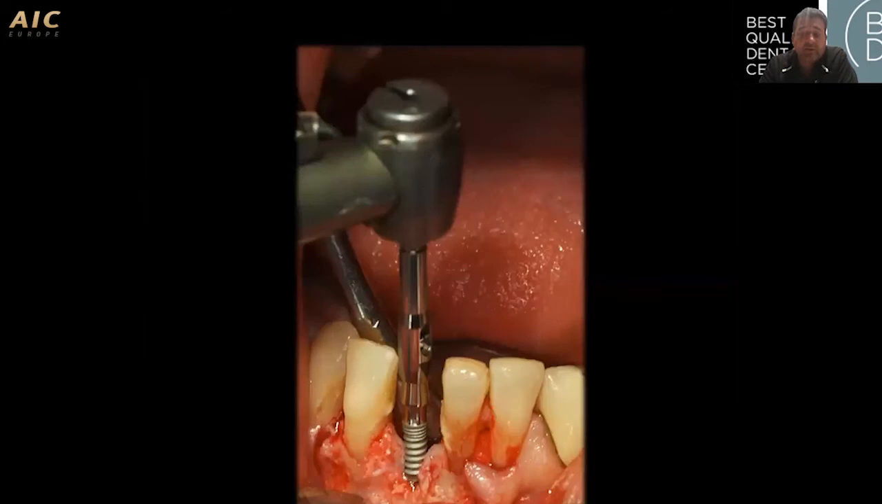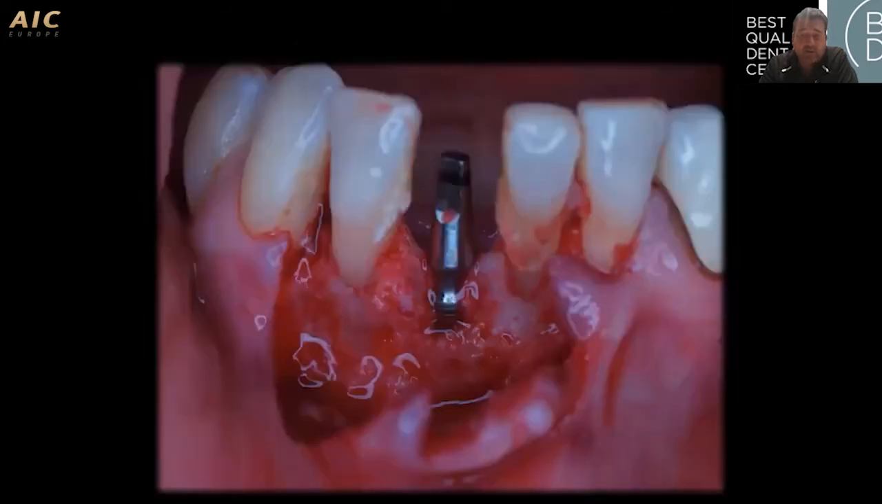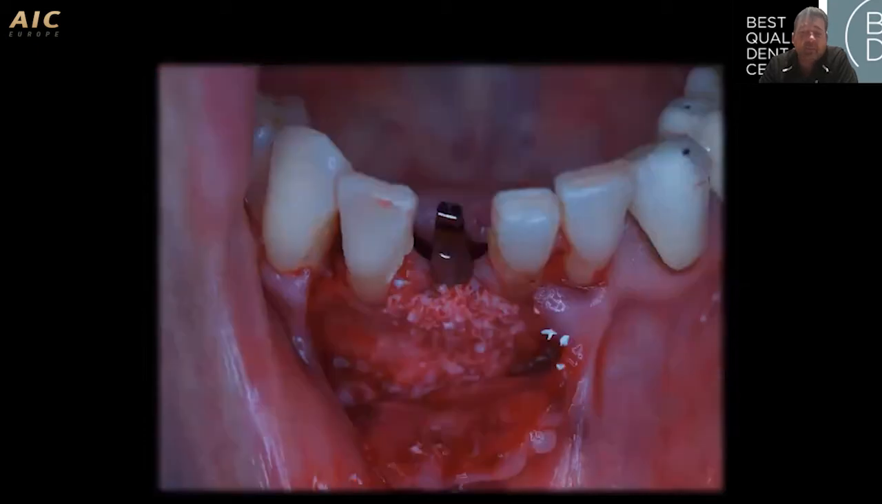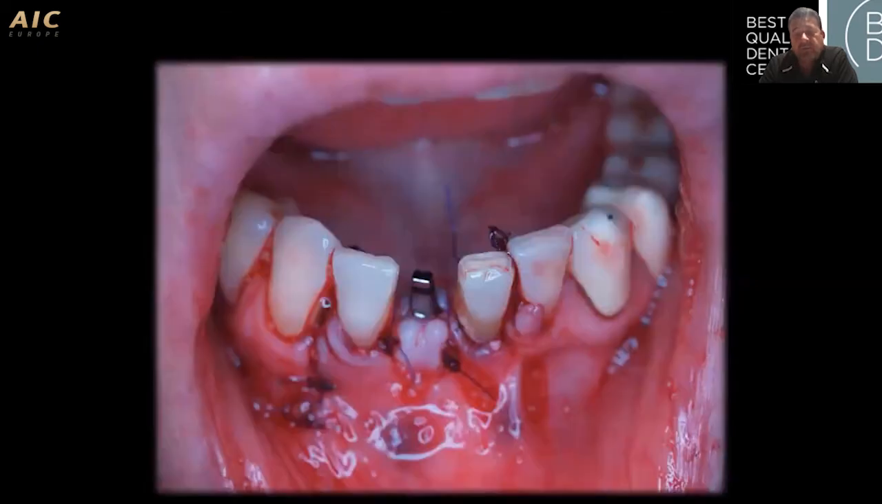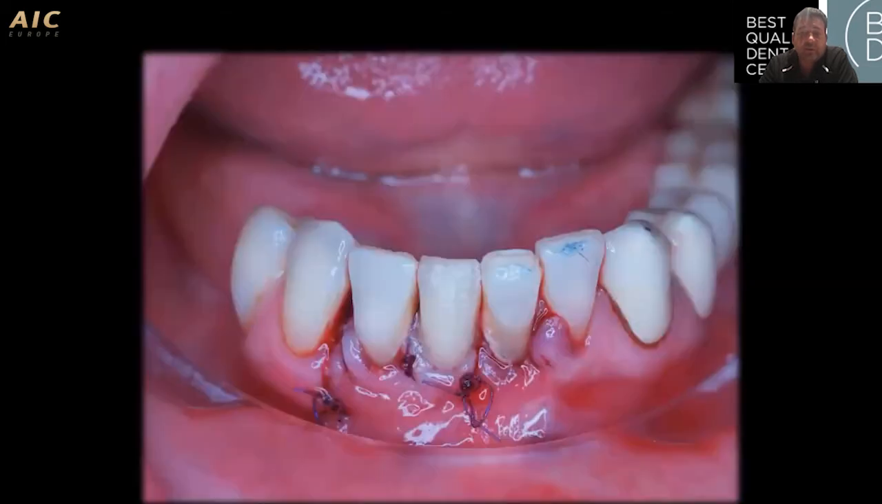After the implantation, I did a little more bone grafting with xenograft and closed the flap. And on the same day, my choice was to place an acrylic provisional tooth on this implant. And this is the image of the provisional.